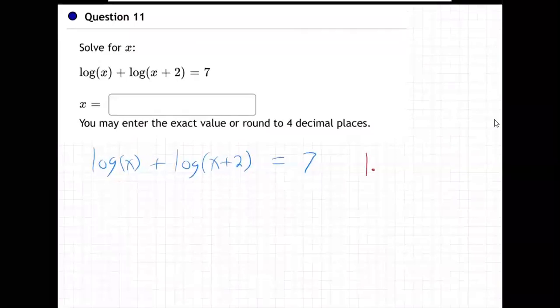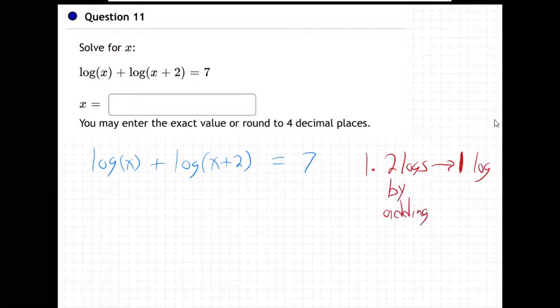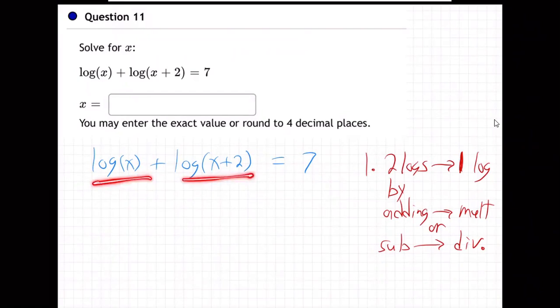So, 2 logs become 1 log by adding becomes multiplication, or subtraction becomes division. Remember how we learned log properties a couple sections ago? Maybe it was the very last section. Yeah, it was 6.5. Log properties, remember 2 logs added, remember adding and subtracting are the easier operations, right?